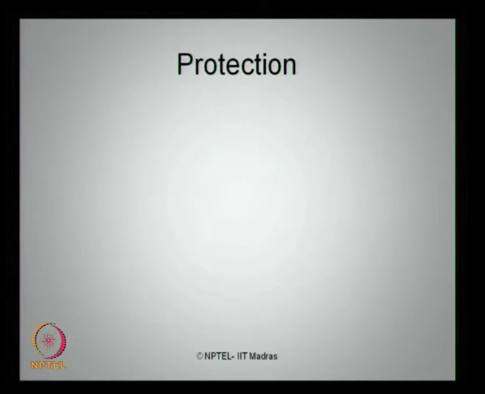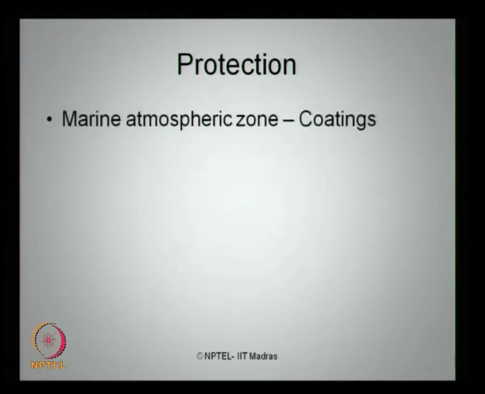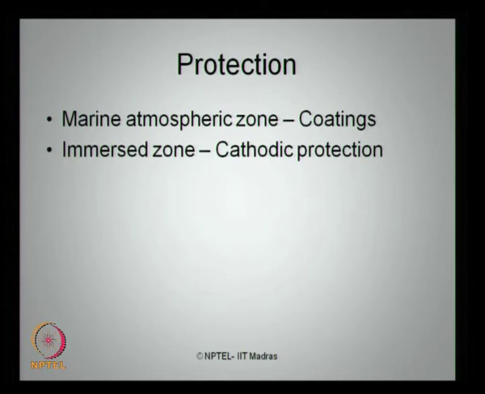When we talk about protection, we have many varieties and options available to protect a material from corrosion. Let us say the marine atmospheric zone is one zone where the corrosion is not very severe, but it is marginally high. So, we can use coatings, as we saw in the last lecture as well. In the immersed zone, I can use what I call cathodic protection. We will see this type of protection in detail in this present lecture.